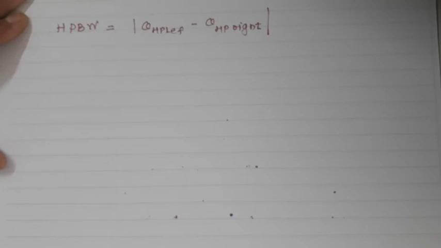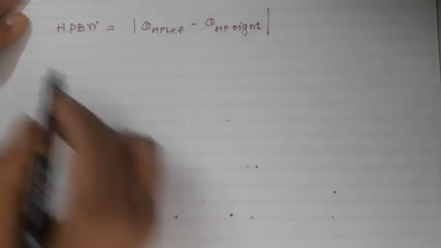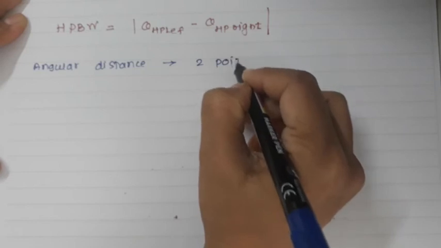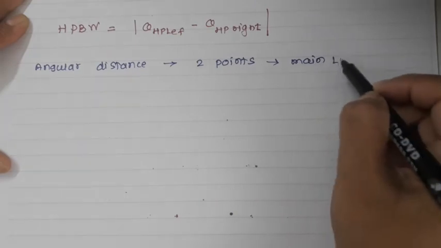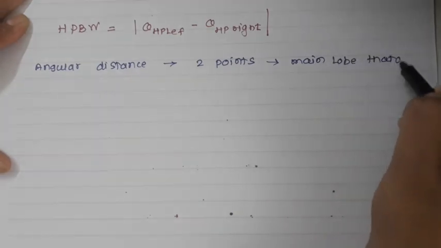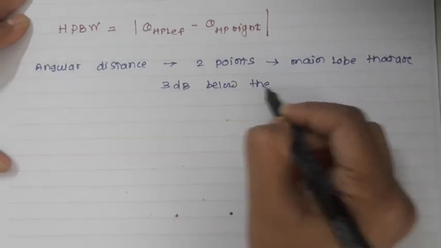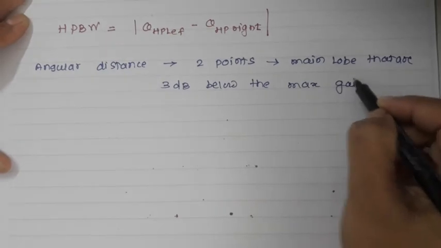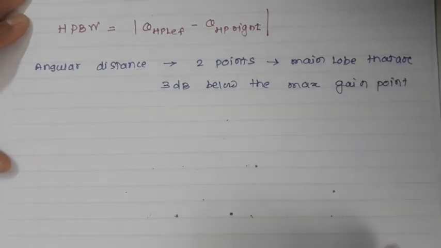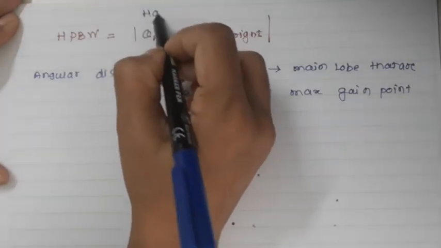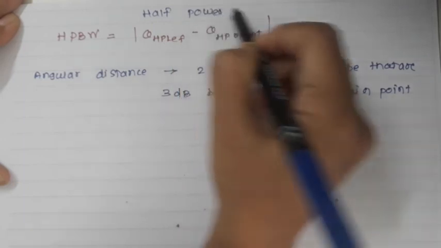Half power beam width is defined as the angular distance between 2 points on the antenna pattern main lobe. These are the 2 points on the main lobe that are 3 dB below the maximum gain point. So this is the definition of the half power beam width. HPBW is nothing but the half power beam width.